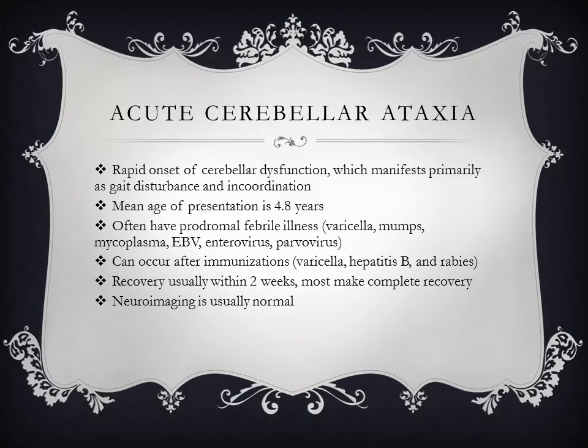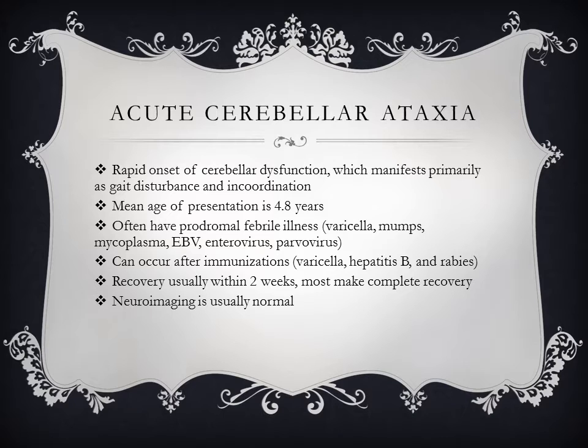Our next ataxia is acute cerebellar ataxia. These patients have a rapid onset of cerebellar dysfunction, which manifests primarily as a gait disturbance and incoordination. The mean age of presentation is 4.8 years.